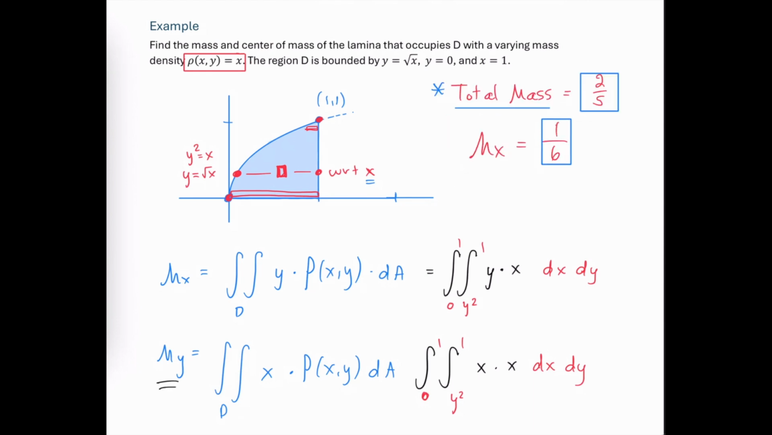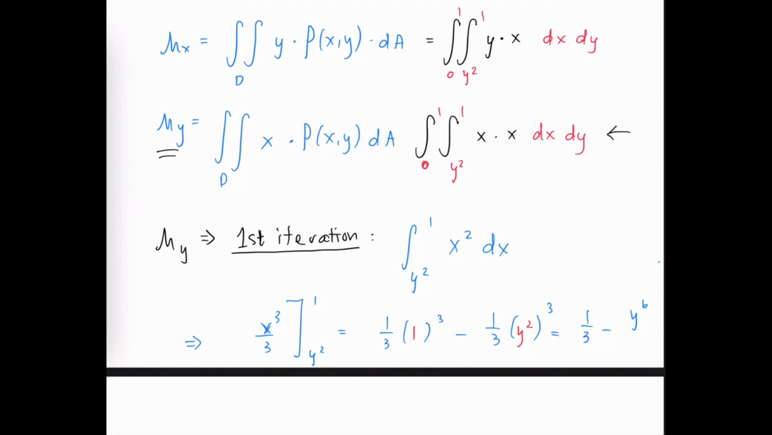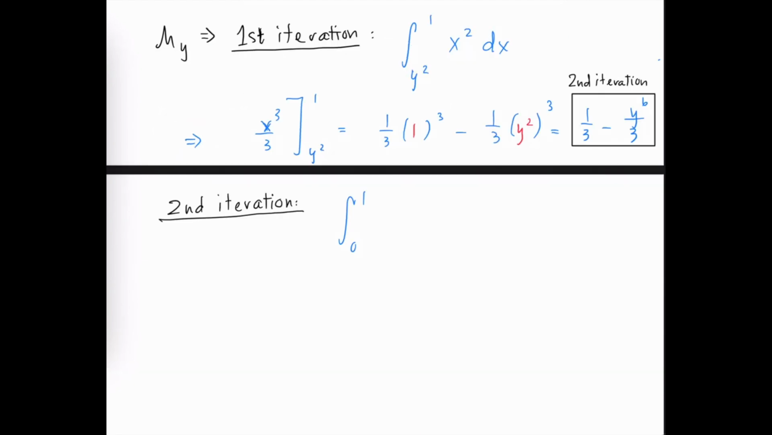So the moment about the y is going to be determined by this double integral. So that inside first iteration is going to be the integral from y squared to 1 of x squared evaluated with respect to x first. So this antiderivative is going to be x cubed over 3 evaluated from y squared to 1. So we plug in the upper limit and then subtract the lower limit plugged in, which yields 1/3 minus y to the 6th over 3, which becomes the integrand for the second iteration, which is the integral from 0 to 1 of 1/3 minus 1/3 times y to the 6th dy.